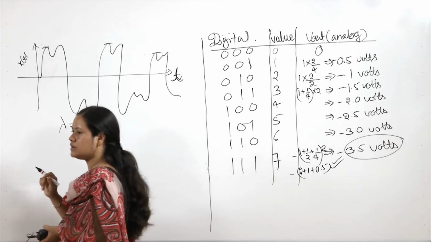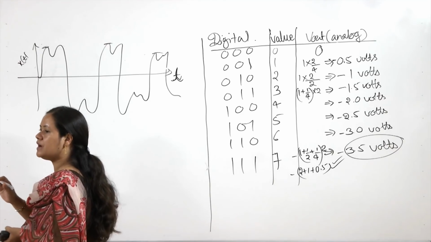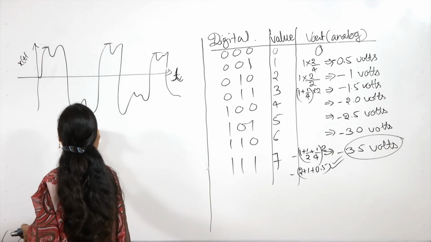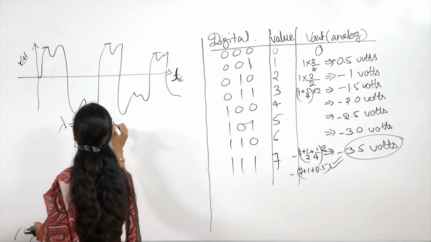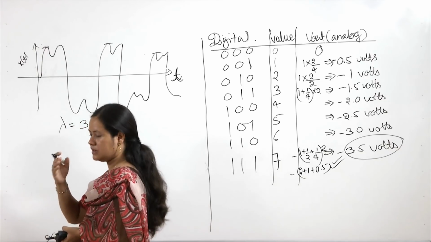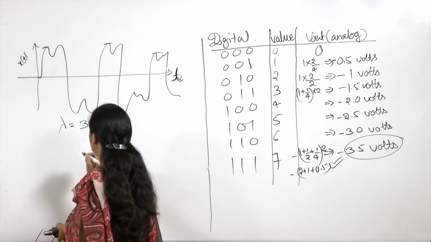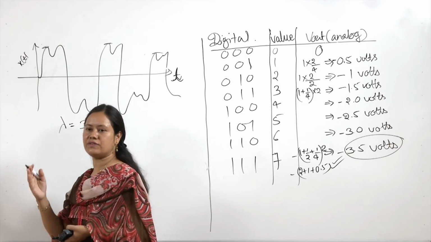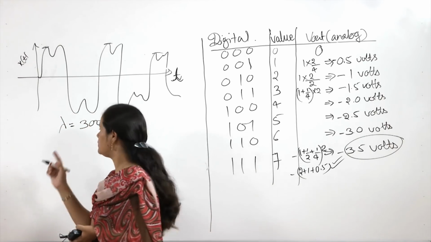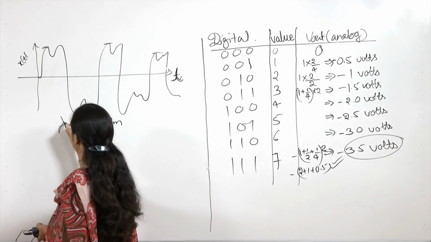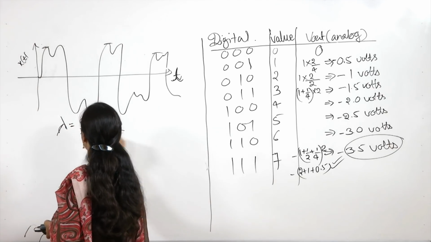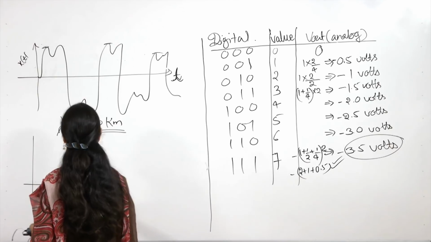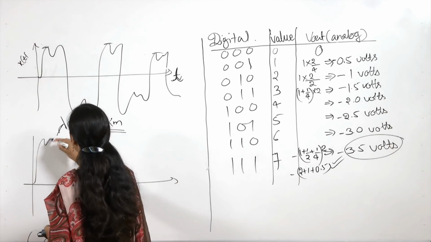Now we have to take into account that if our lambda is big, say lambda is 300 kilometers, as I said before in our previous example, suppose my signal has to travel 300 kilometers. In one lambda, one wavelength, in 300 kilometers, it will be showing its crest.